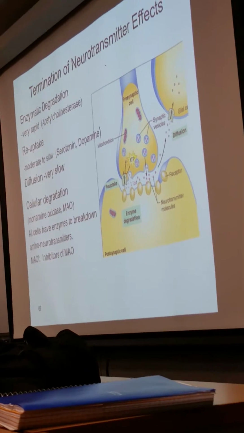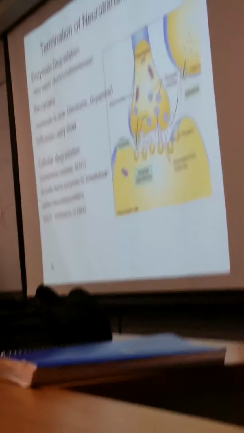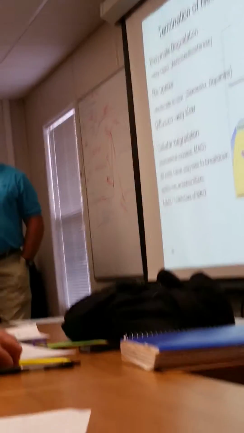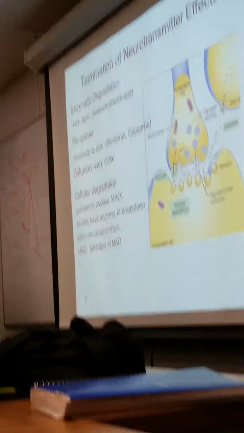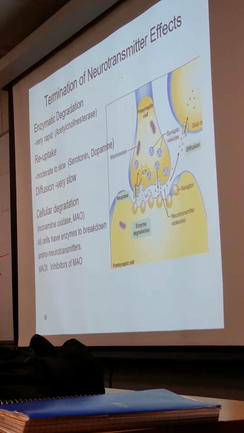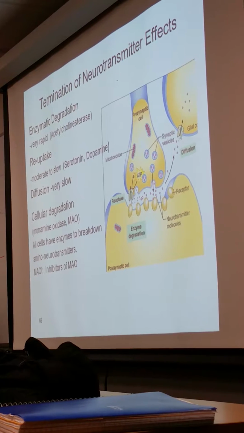One of the most common classes of neurotransmitters are based on a single amino acid, so there are monoamine oxidases that break down the monoamines, by oxidizing them.